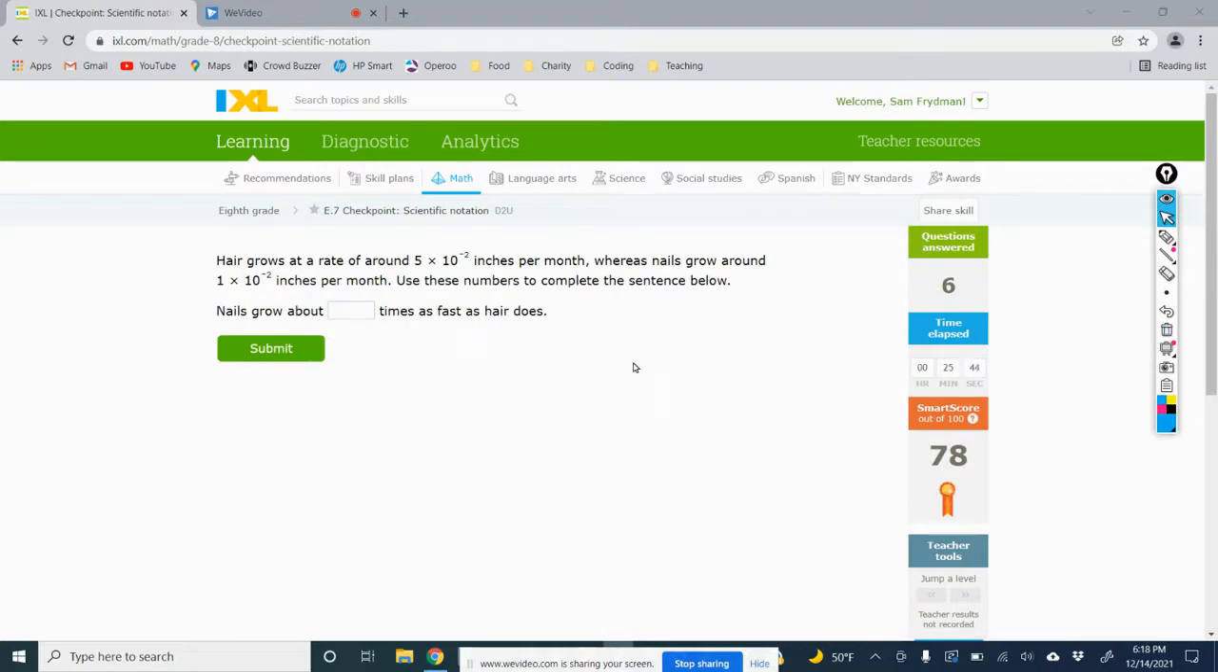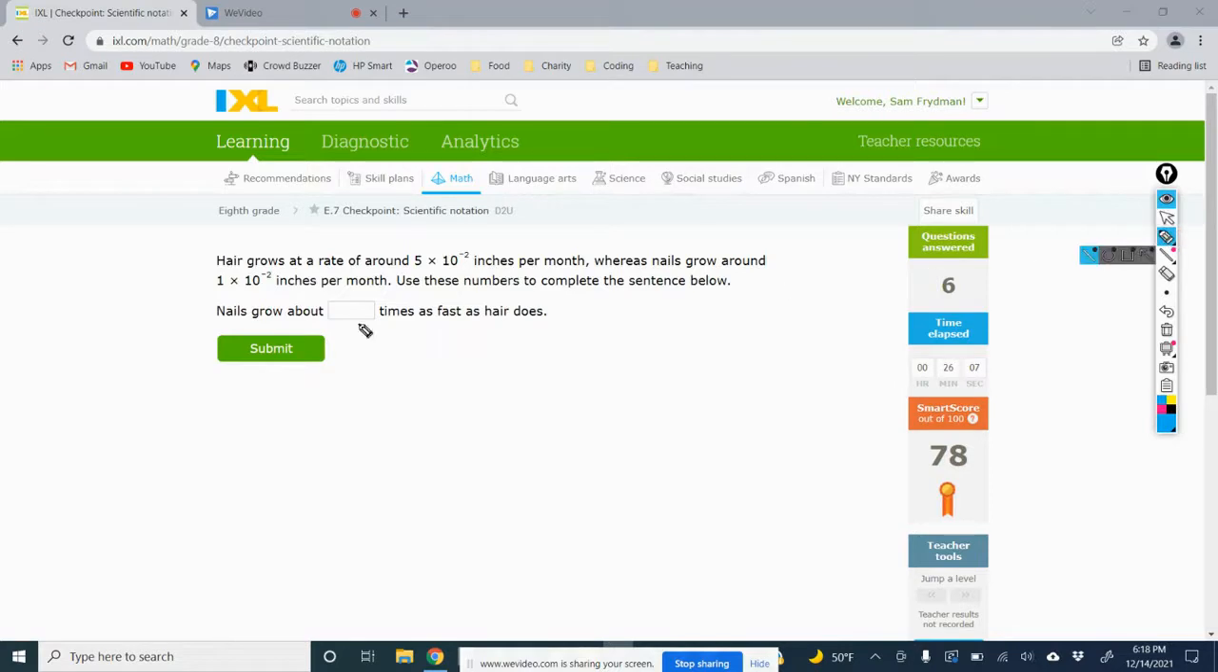Okay. Hair grows at a rate of 5 times 10 to the negative second inches per month. That's pretty small. Whereas nails grow around 1 times 10 to the negative 2 inches per month. Use these numbers to complete the sentence below. Nails grow about blank times as fast as hair does.